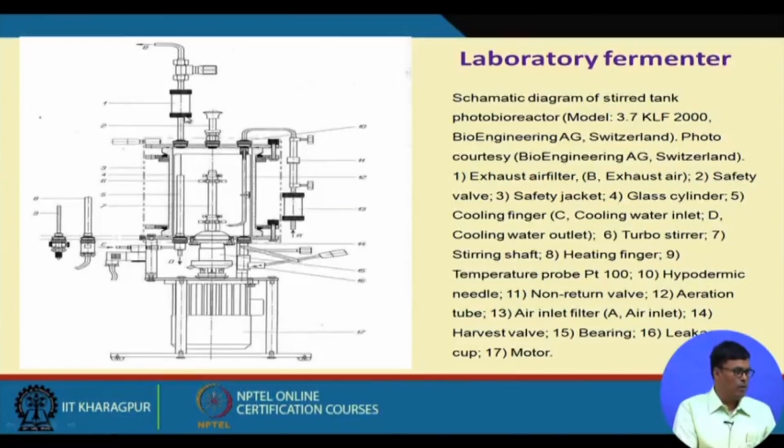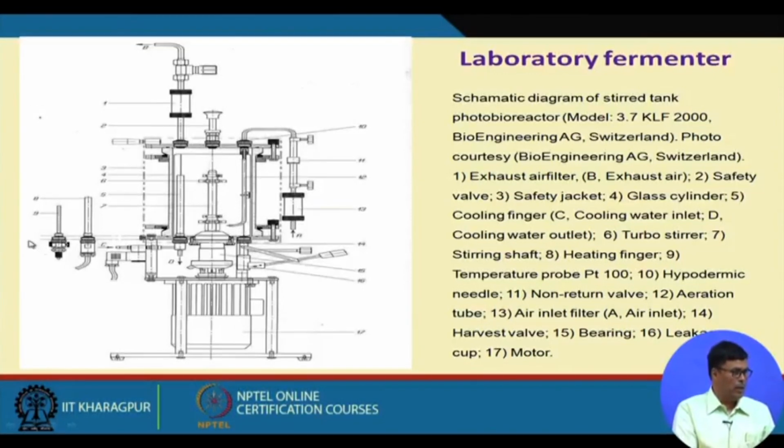Then in the exhaust you can see that we have a condenser here. There is the air filter, which is connected with the condenser. Why do we put the air filter? The reason is that if there is a power failure, air can enter into the fermenter. If air enters the fermenter, contamination will take place, and that will affect our fermentation process to a great extent.